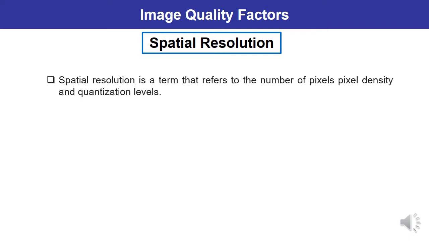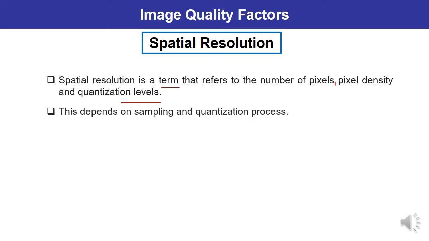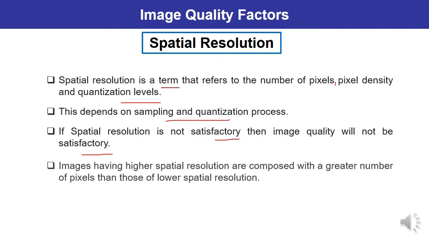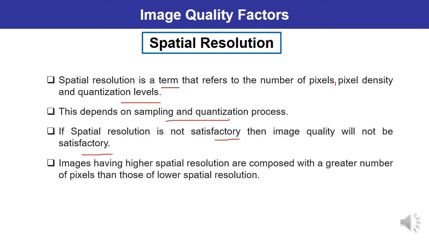Spatial resolution is the term that refers to the number of pixels, or pixel density, or quantization levels. It depends on the sampling and quantization process. If spatial resolution is not satisfactory, it means image quality will not be satisfactory. And images having higher spatial resolution are composed of a greater number of pixels in comparison to those having lower spatial resolution.